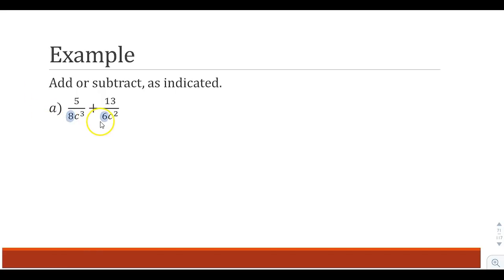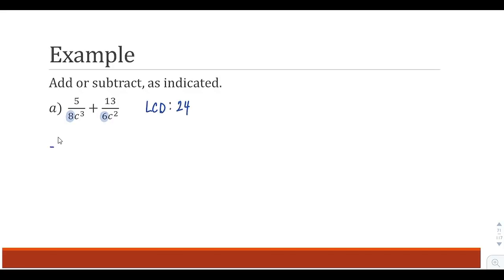So between 6 and 8, the least common denominator would be 24. That's the smallest number that 8 and 6 evenly divide into. So far our LCD is going to be 24, and that's not the entire LCD, but I'm just going to work with the coefficients first.